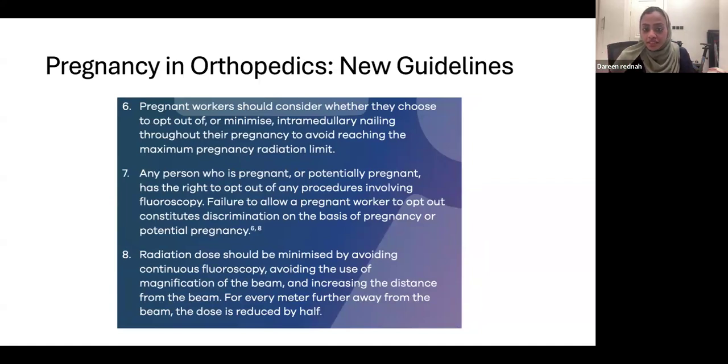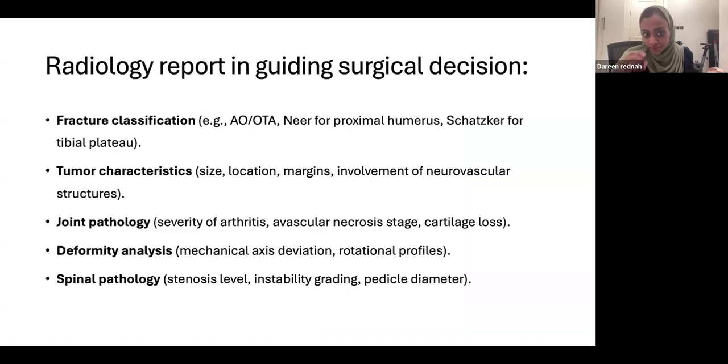Any person who is pregnant or potentially pregnant has the right to opt out of any procedure involving fluoroscopy. What is the difference between C-arm and fluoroscopy? Fluoroscopy is continuous X-rays for a short time, while with the C-arm for X-ray, it's one shot. The fluoro is continuous. Radiation dose should be minimized by avoiding continuous fluoroscopy, avoiding the use of magnification of the beam, and increasing the distance from the beam. For every meter further away from the beam, the dose is reduced by half.